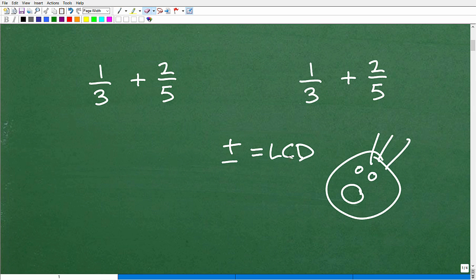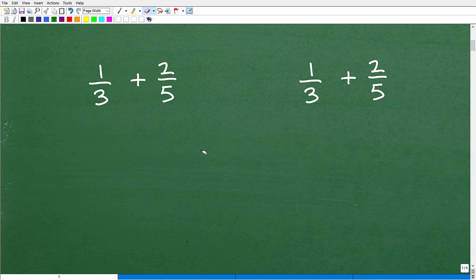Now here, the LCD is pretty easy to find, but if I was to be like a mean person, I could make a problem like 1 over 30 plus 2 over 158. Now you'd be like, oh my goodness, that's a lot of work. Yeah, that is much more work than obviously this problem, because intuitively, most of you already know, oh, the LCD is 15.